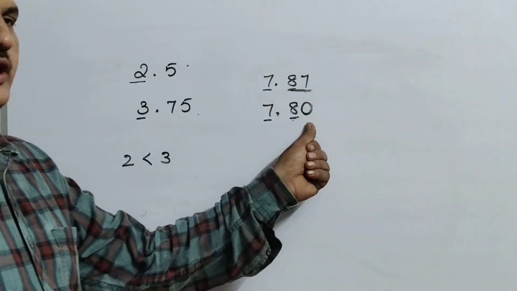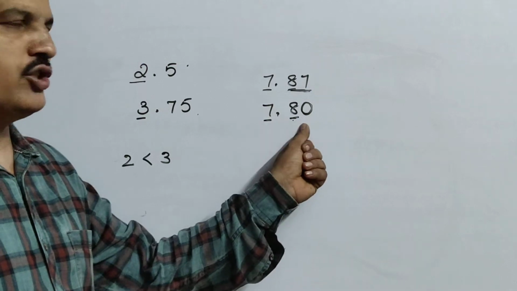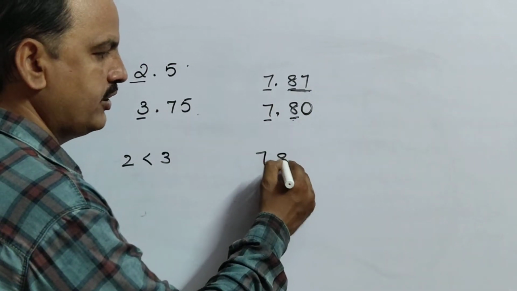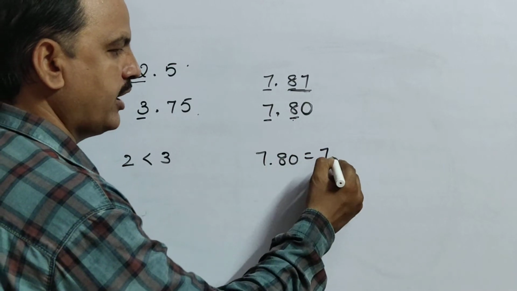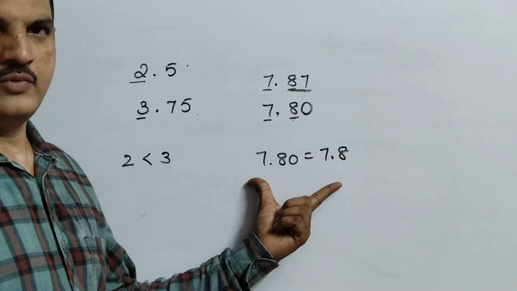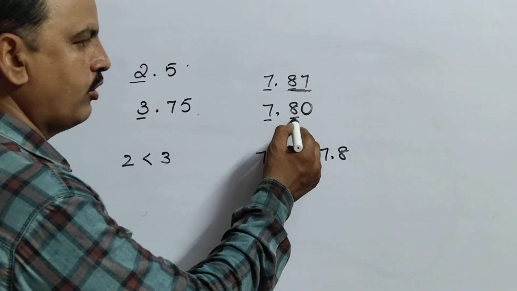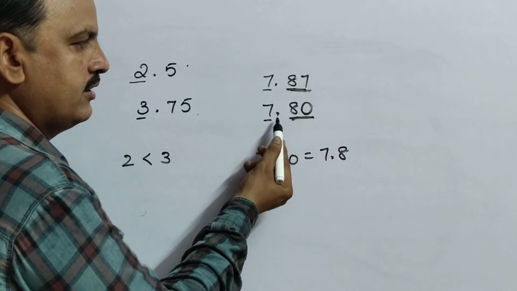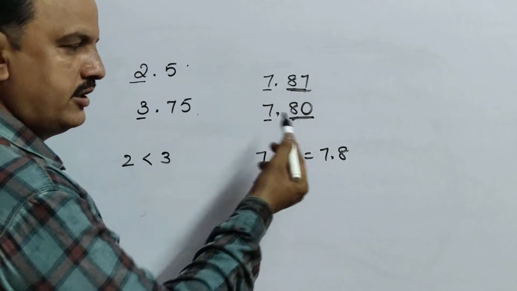Because if you apply 0, there is no change. 7.80 is nothing but 7.8 only. So 7.80 is nothing but 7.8. There is no change in the value. That means now these both, the digits after the decimal point, will be equal.